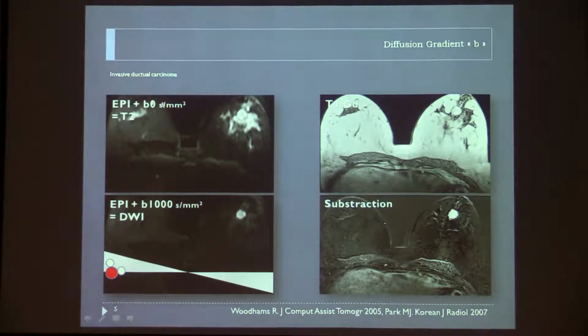How can we perform the diffusion? It's very easy actually. You need an EPI sequence, and you will apply a gradient that cancels the signal of the moving proton. So if the proton cannot move, the signal remains, like in the tumor here, the protons are stuck, so they cannot move, so the signal remains. And when the proton moves, like this one, the gradient will cancel the signal of the moving proton. So like in the fibroglandular tissue here, the signal disappears, as you can see.